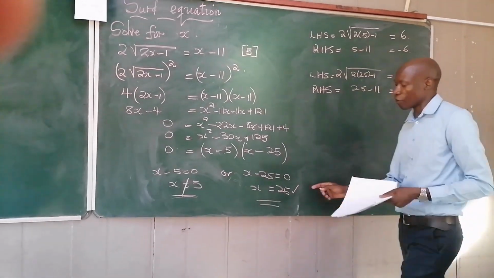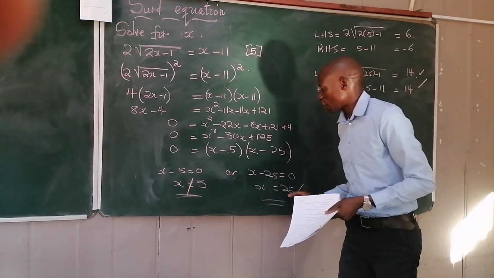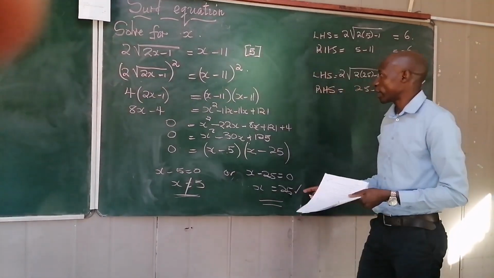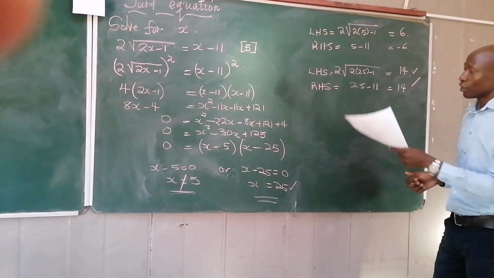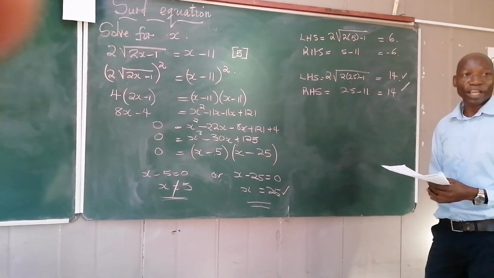So if you don't perform the last stage of checking whether these two are valid, you lose the extra marks. If you practice more on this, you can easily get your 5 marks.